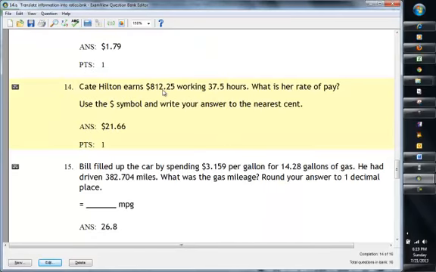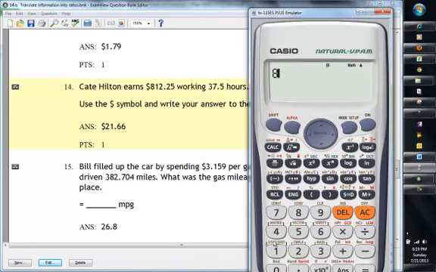Kate earns $812.25 working 37.5 hours, so we take pay divided by hours. 812.25 divided by 37.5 gives us 21.66.